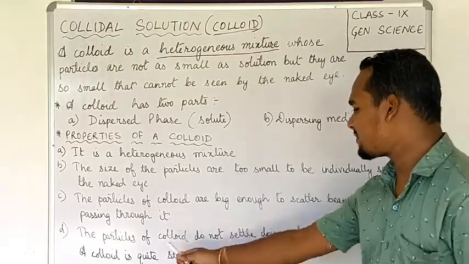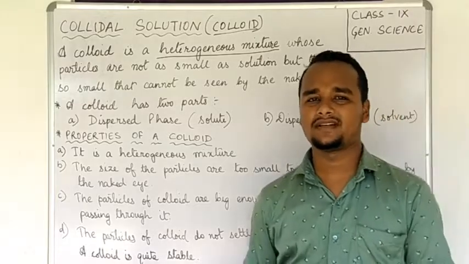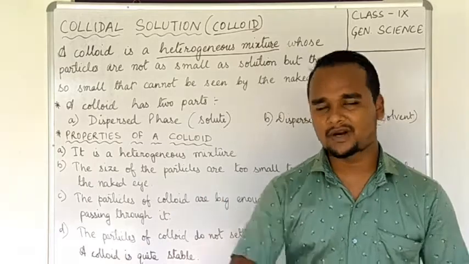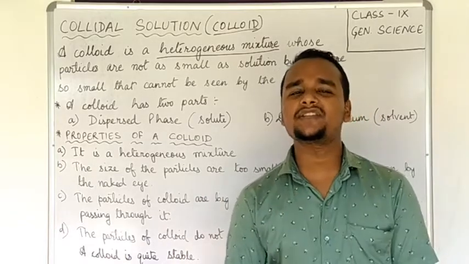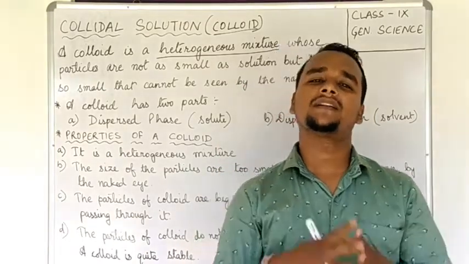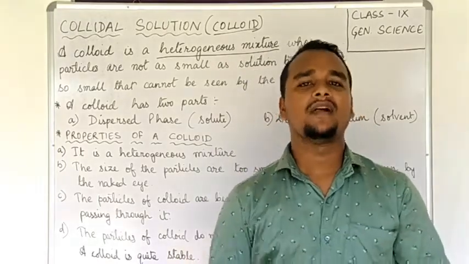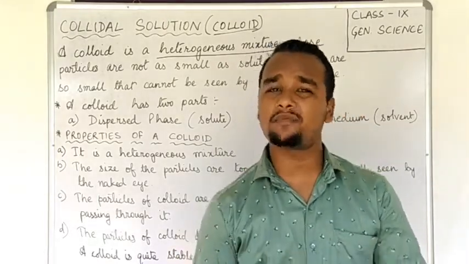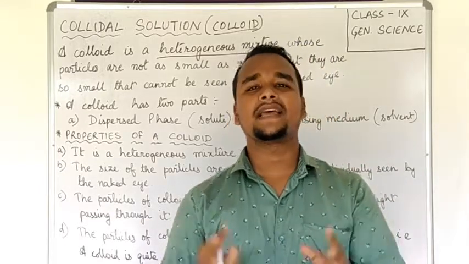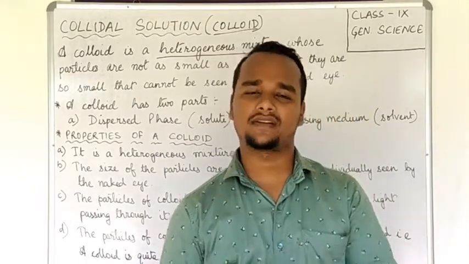Then the next one is that the particles of a colloid do not settle down when left undisturbed. That is, a colloid is quite stable. It's not like suspension. A suspension and a colloid are both heterogeneous mixtures, but what is the difference? A suspension is not a stable one. The particles of a suspension settle down when it is left undisturbed. But the particles of a colloid will never settle down when left undisturbed. Have you ever found the particles of milk settling down when it is left undisturbed? Definitely no. The case is similar in all colloids.